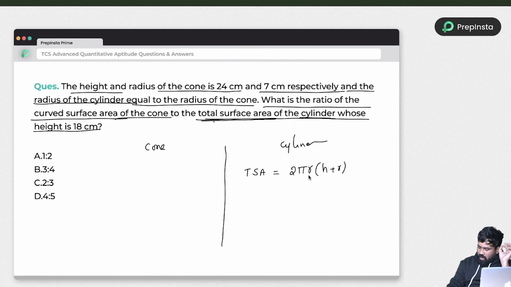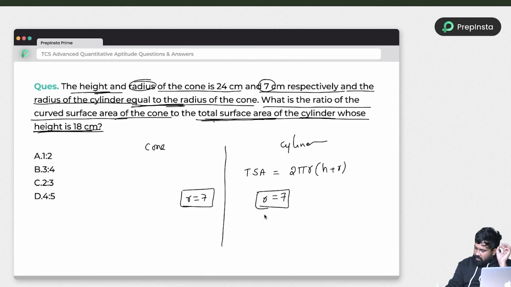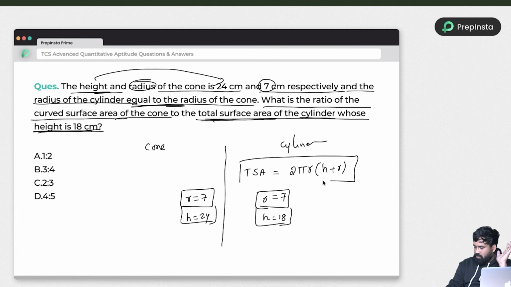So the radius is given as 7. Here r value is equal to 7, and here also r value is equal to 7. And the height is 18, so h value is equal to 18. And here h value is 24 for the cone. Okay, that's it, r and h we all got. So the total surface area is found.